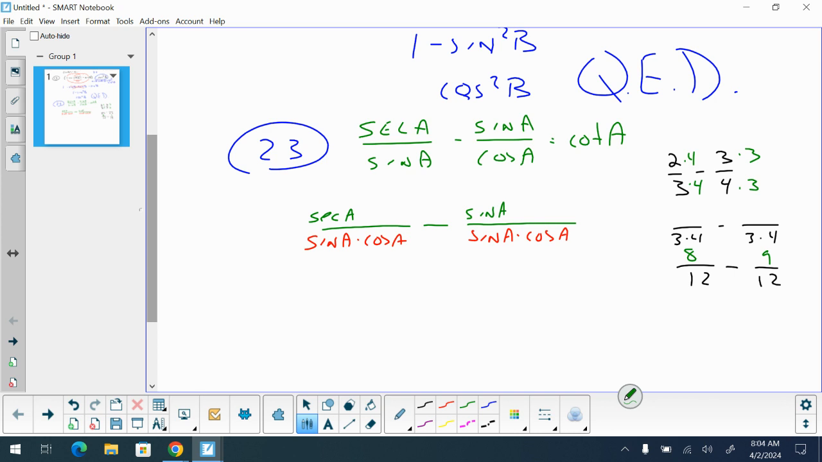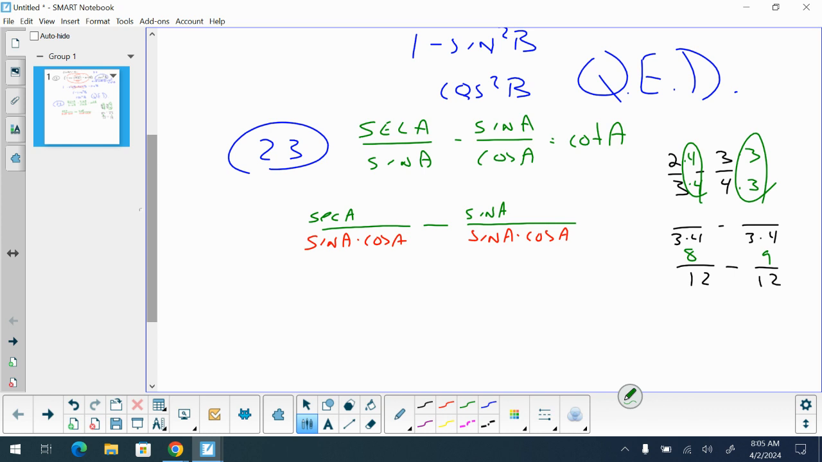We still have our secant of A on top. We still have our sine of A on top. So what are you going to have to multiply top and bottom by in the second one? In your first fraction, what are you going to have to multiply your top by? In the second fraction, what are you going to have to multiply your top by? Follow the same method of madness that we did here. We multiplied top and bottom by 4. Here we multiplied top and bottom by 3.